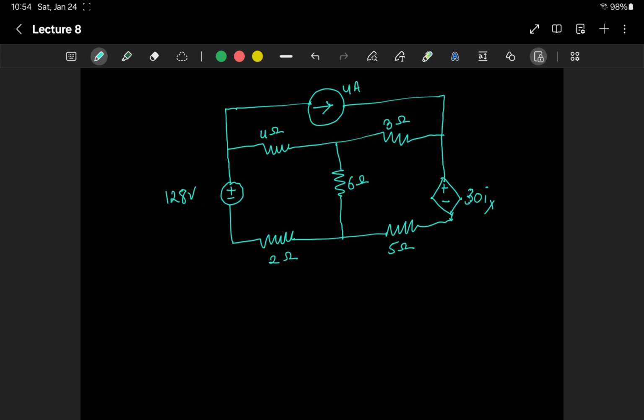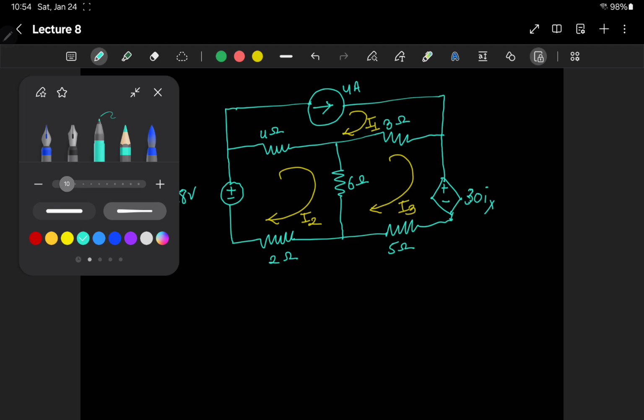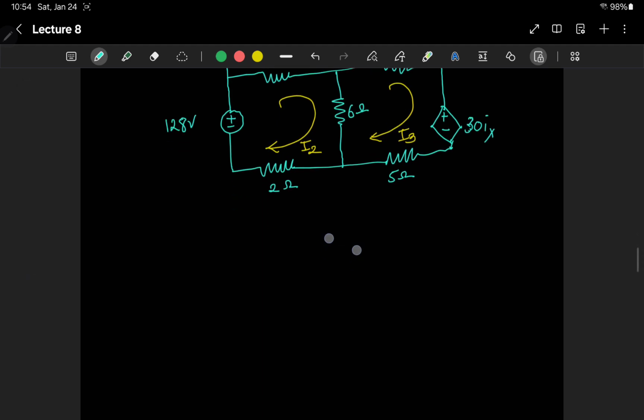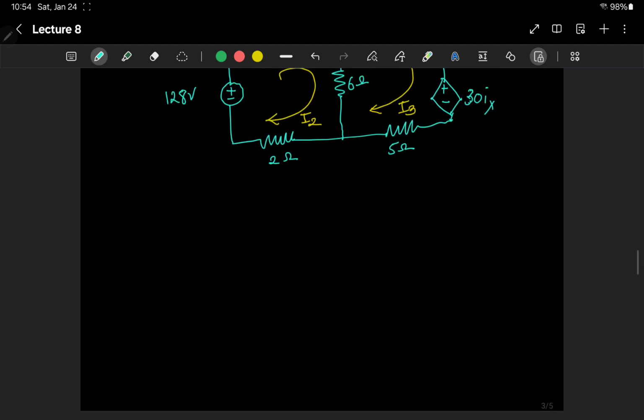The question is, how many meshes do we have? Yeah, so we have 3 meshes. So let's say this one is first mesh with current I1. Let's say this is the second mesh with current I2. Let's say this is the third mesh with current I3. So the next step is, the first step was to assign current directions, right? First step was assign current directions.